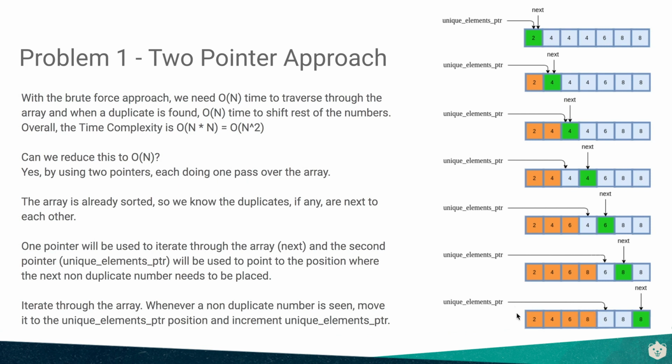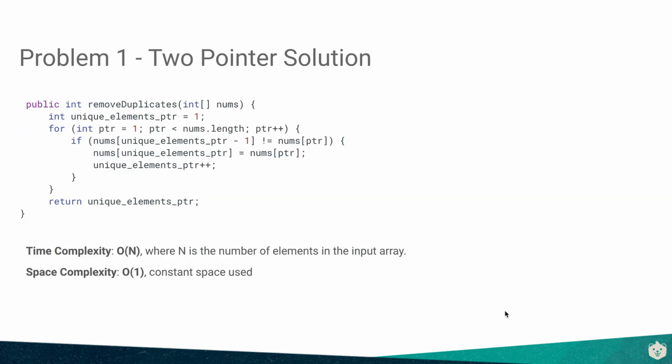4 is the size of the unique array with duplicates removed. Let's take a look at what this looks like when implemented. It looks quite simple. It's just one single for loop where we start off with the unique element pointer pointing to the second element in the array, or the size of the unique element array, which is 1 because the first element is always unique.